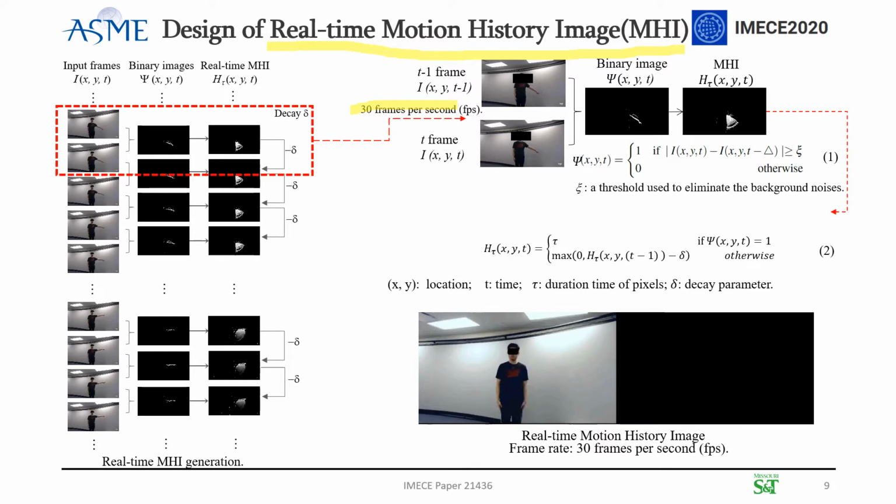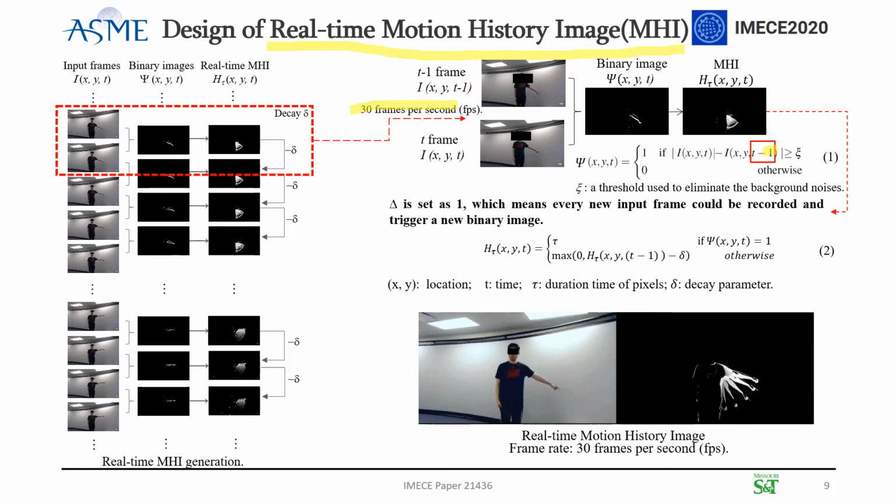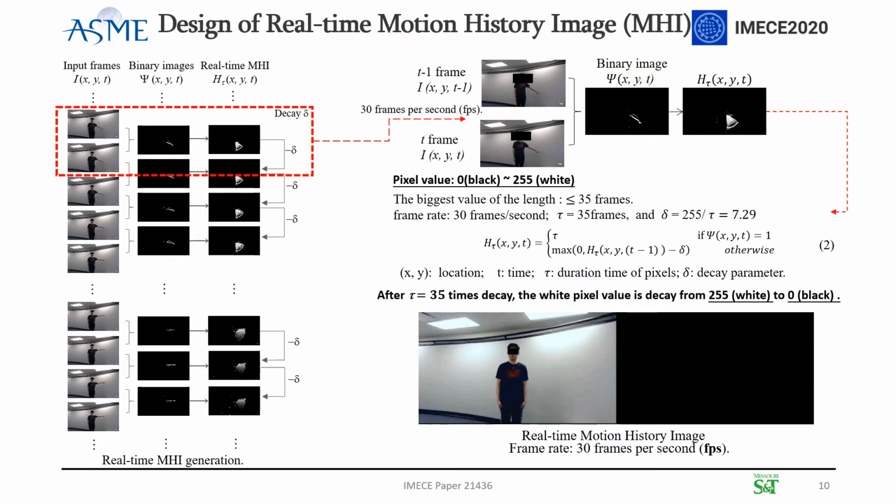First, we changed the time difference to 1, which means that each new input frame I(x, y, t) can generate a new binary image and a new motion history image, like this video shows. Next, all the input white pixels will change to black after a while, so we need to define the duration time tau of these white pixels on the motion history image. Based on our dataset, the duration time was set as 35 frames.